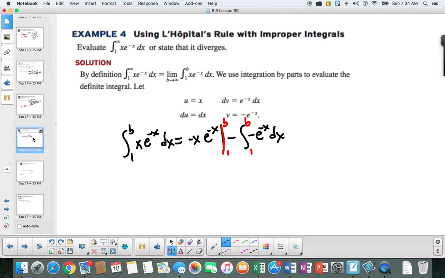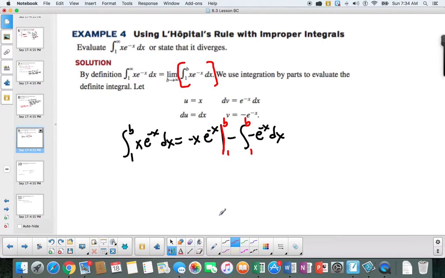All right, so let's take a look at using integration by parts. When I use integration by parts, I'm going to substitute x for u, and dv is e to the negative x. I'm going to take this portion right here, work with it, and worry about the limit later. So I'm replacing it with u times v, evaluated from 1 to b, minus the integral from 1 to b of negative e to the negative x dx.